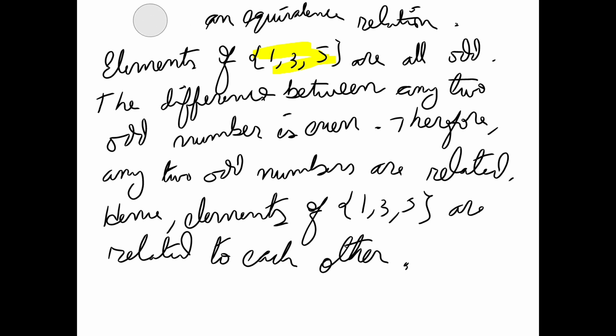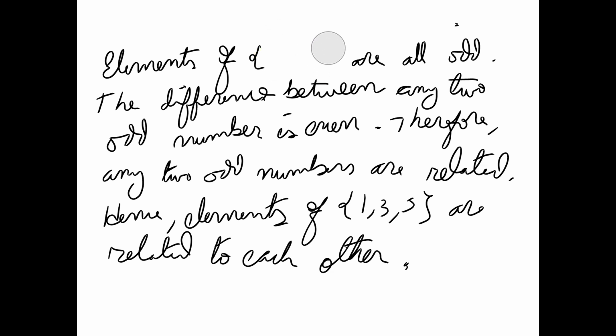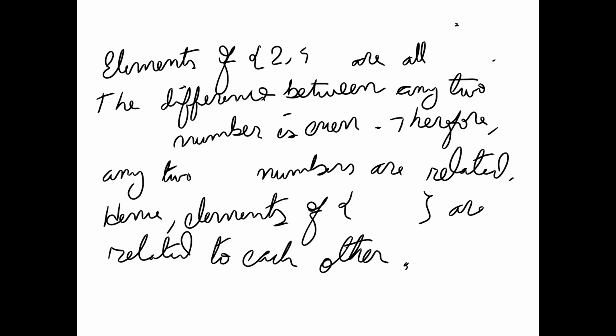Elements of any two even numbers, another set, so elements of 2, 4. The elements of 2, 4 are even numbers: 2 is even, 4 is even.